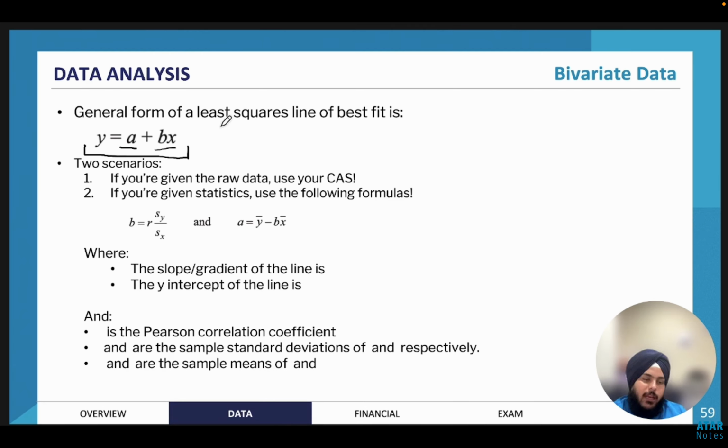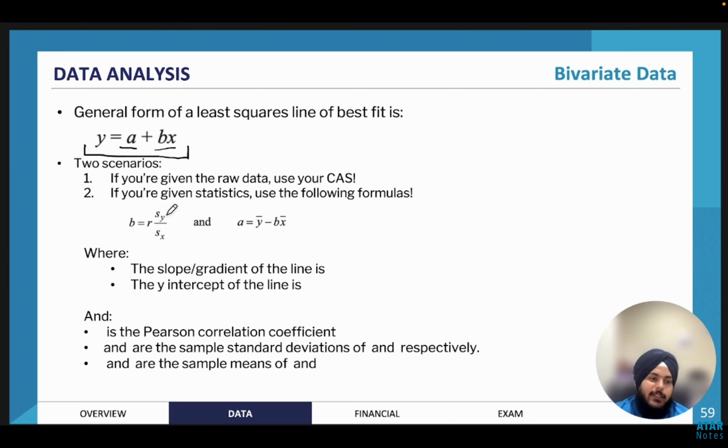We'll have a look at how we interpret those values, but this is just the general form of a least squares regression line. We will need to find what a and b are in every scenario in order to determine the model. Usually in questions, you'll be given raw data, so you'll be given x variables and y variables. From there, you can put that data onto your calculator and your calculator will spit out these a and b values.